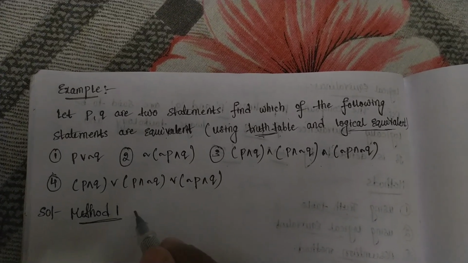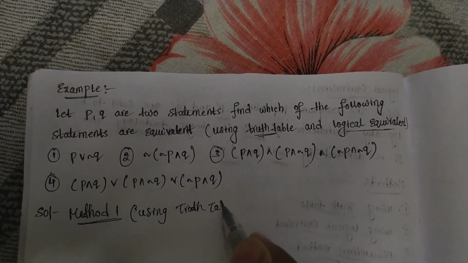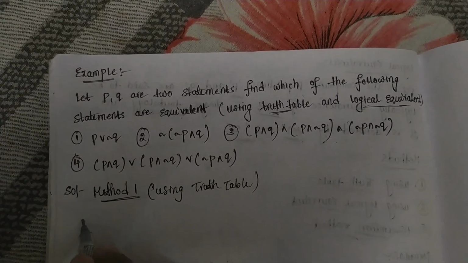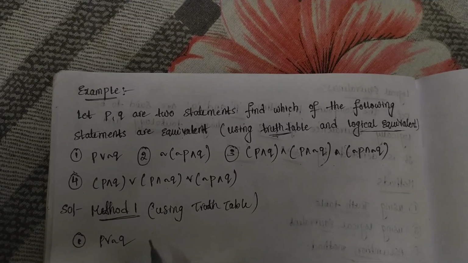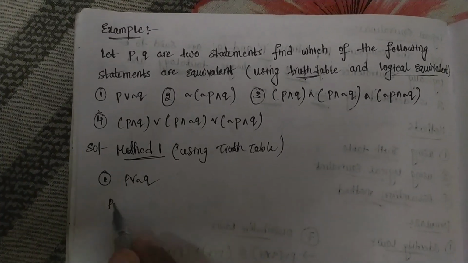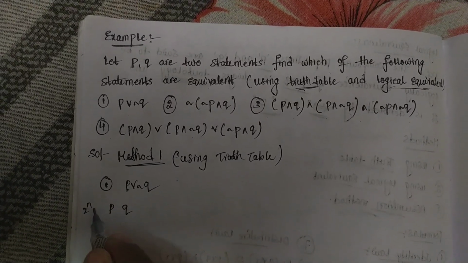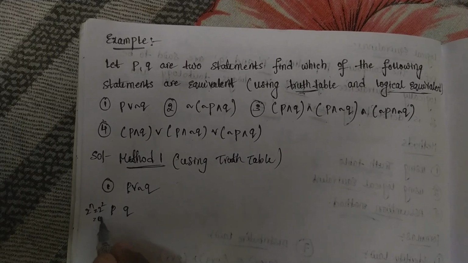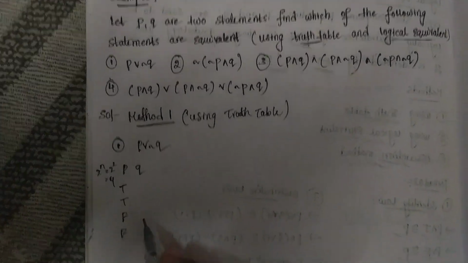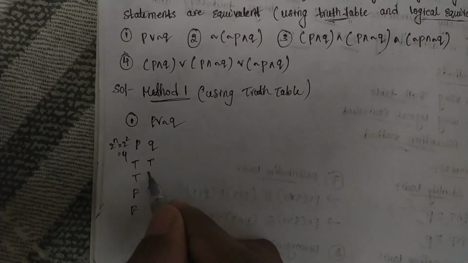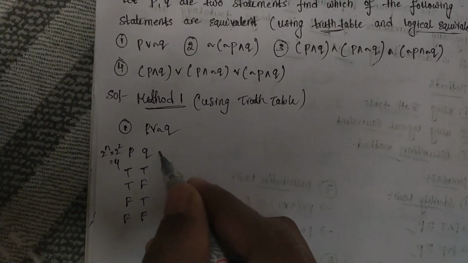So using method 1, that is using the truth table. Here the first proposition is given, you have to find P or negation Q. So let us start the problem. Take P values and Q values. Here two variables are there, so 2 power n, that is 2 power 2, means 4. We have 4 cases, that is P has values true, true, false, false, and Q has values true, false, true, false. So these are the 4 cases. Now we have to find the negation of Q.